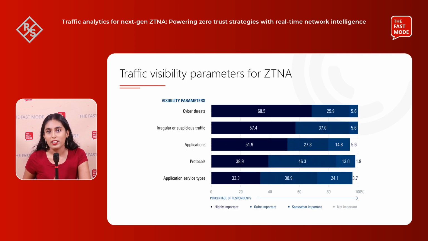What about the parameters that are required? Similar to what we observed on the previous slide, the identification of cyber threats is the most important, followed by information on irregular or suspicious traffic, with 68.5% and 57.4% of respondents stating that they are highly important respectively. Threat awareness is a key feature of DPI and, as we can see, an indispensable component for ZTNA. This is followed by visibility into applications, protocols, and then service types.